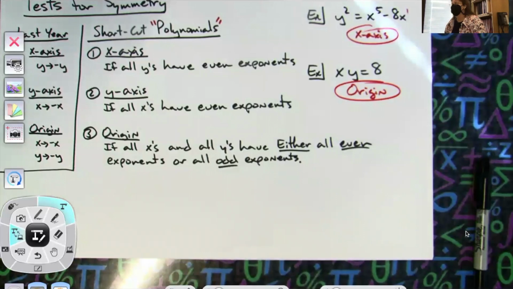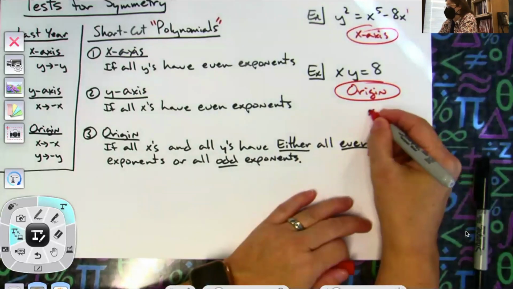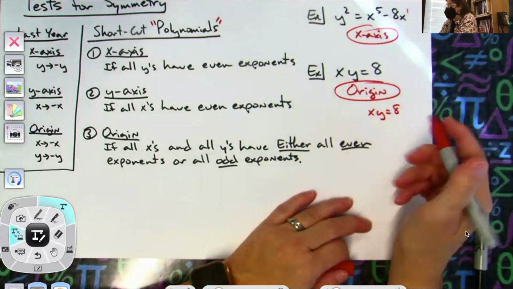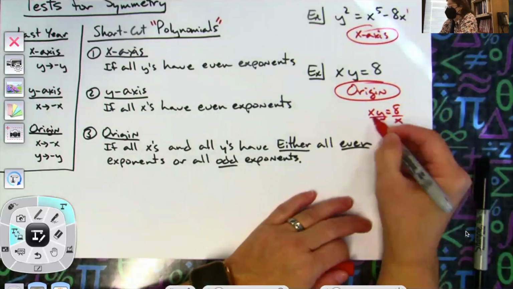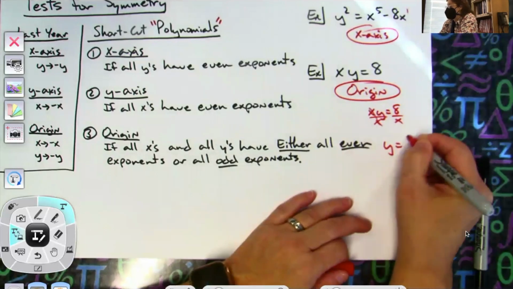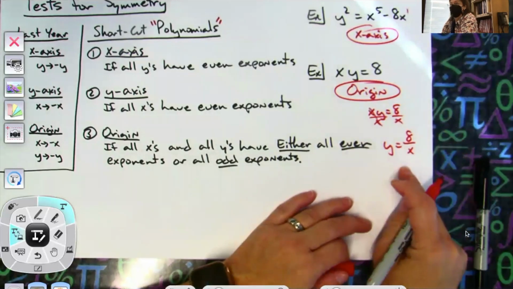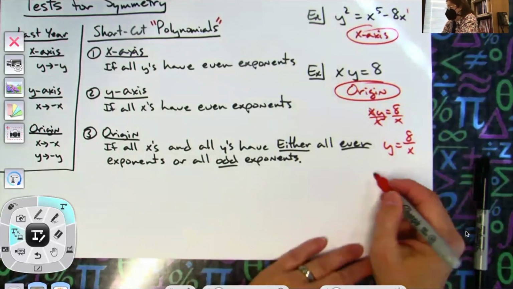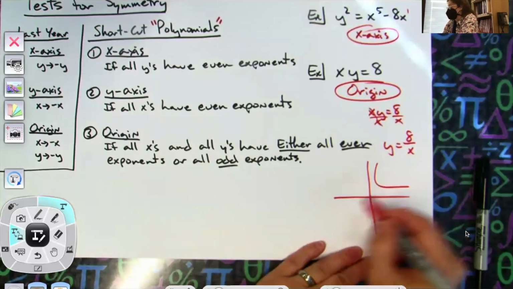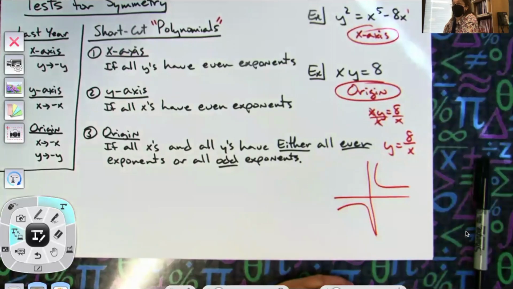Yeah, it's going to be a rational function because what are you going to do? You're going to divide both sides by x. If I take this original equation, I've got xy equals 8. If I divide both sides by x, I've got y equals 8 over x. Well, didn't we learn how to graph that last year? We had that one memorized, right? So if I do a rough sketch, there it is, and it's symmetric around the origin.